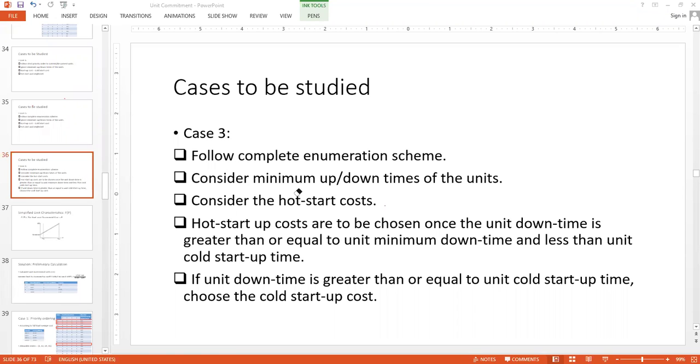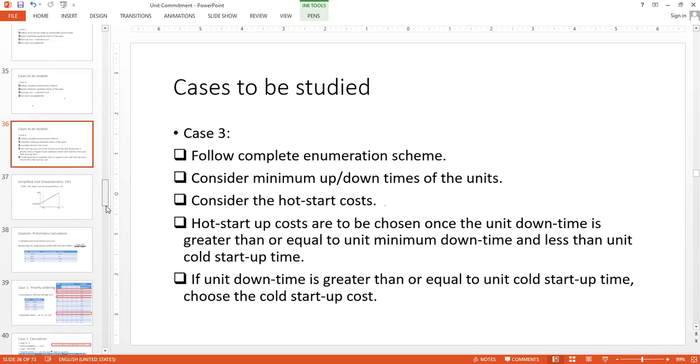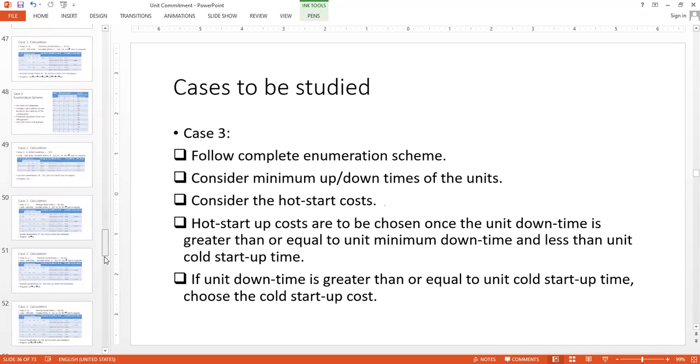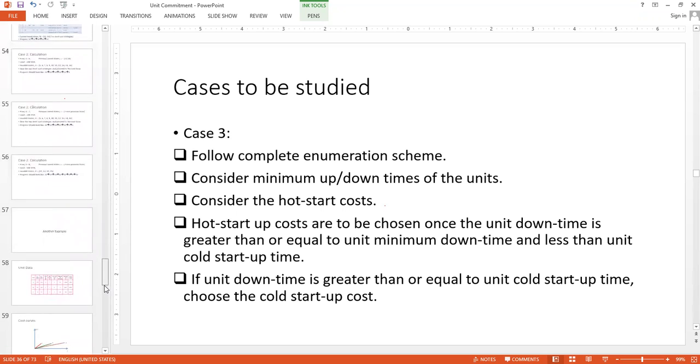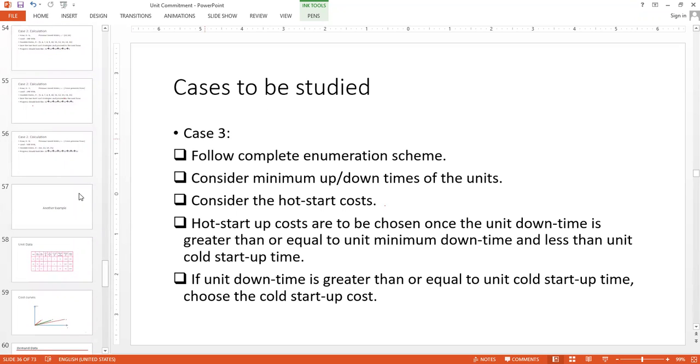So you consider minimum uptime and downtime of each of the units. So you cannot actually turn on or turn off any units immediately. You have to wait until this minimum uptime or minimum downtime has elapsed. And also you have to consider the hot start cost. In case 1 and 2, we only considered the cold start costs. So the calculation steps will be a little different. So I'm not taking this example here. I hope you can go through it and have a crack at that, for case number 3.